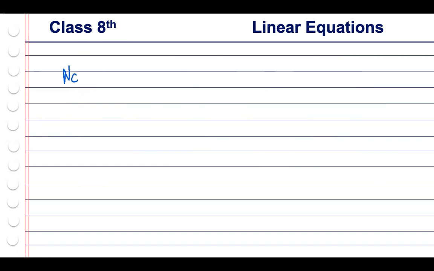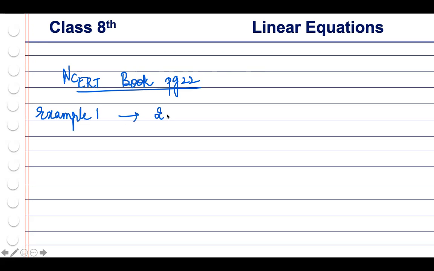I would ask you to open your NCERT book at page number 22. Over there we will be doing these extra questions. In this we are going to do a few equations. So your example one is 2x minus 3 is equal to 7. You have to solve this.